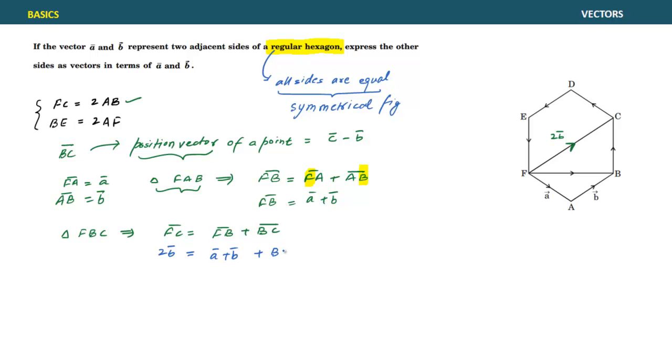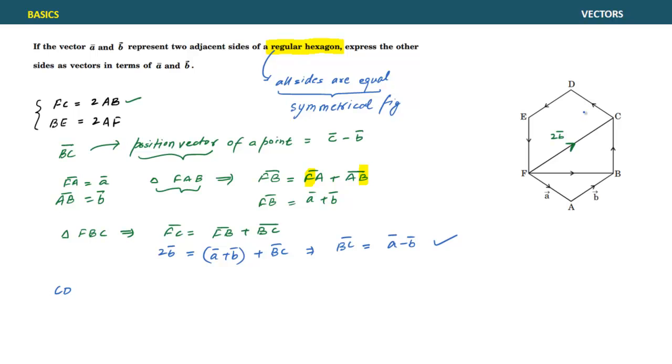Now you wanted the value of BC, which you have already now. You can see here that we have got the value of BC. So BC is nothing but, you can say, A minus B. Right? So you have got three adjacent sides. Now let's go to CD. So this part is done. Now let's talk about CD.